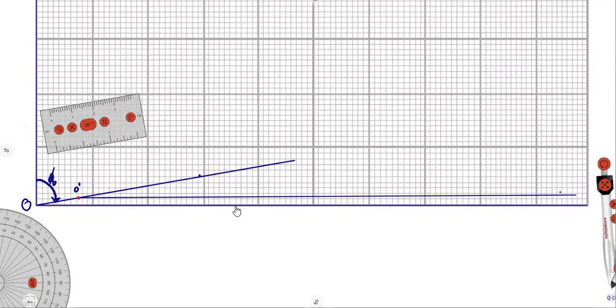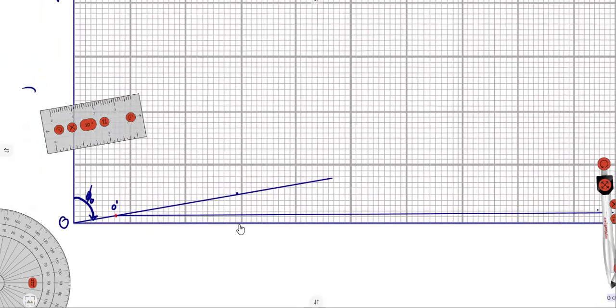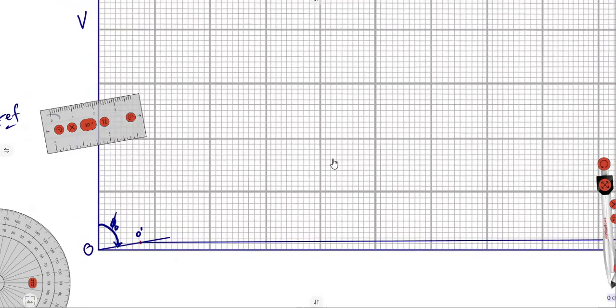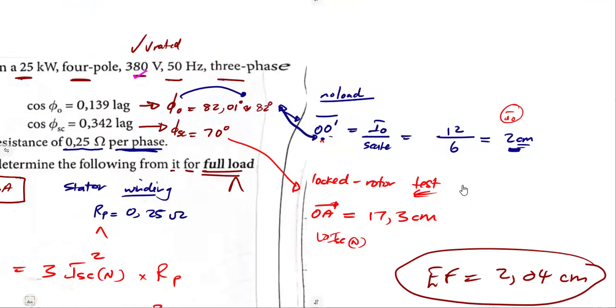So this is something that we're going to have from the referred value. Okay, so that is it. This one, we can even reduce it. It is no longer important. Let us just take this one down. Another step from the short circuit, we have got 70 degrees there, and also the vector OA 17,3 centimeters.